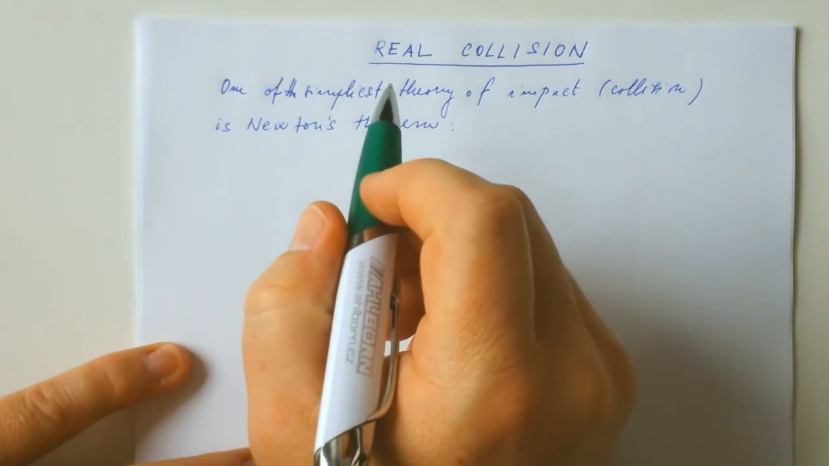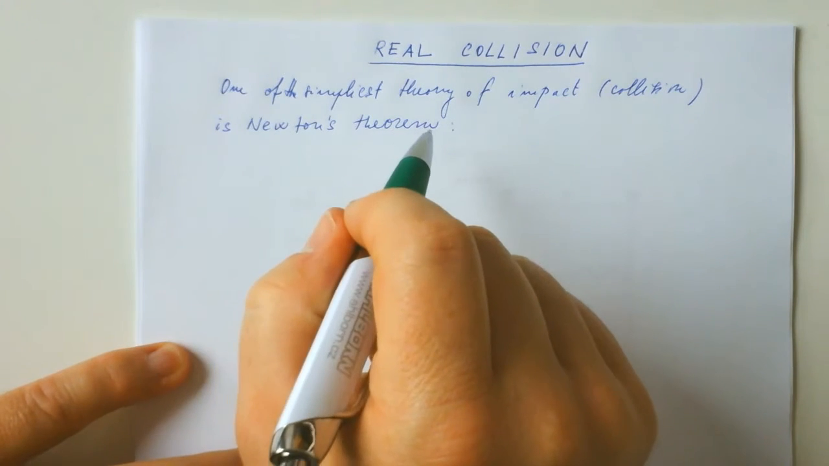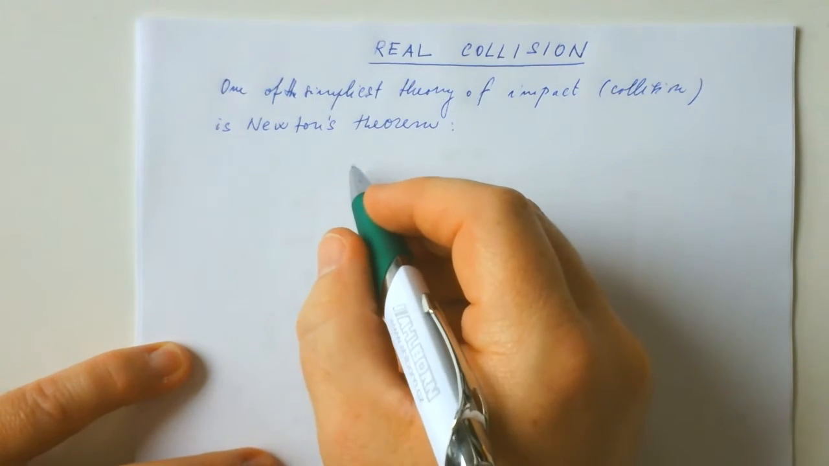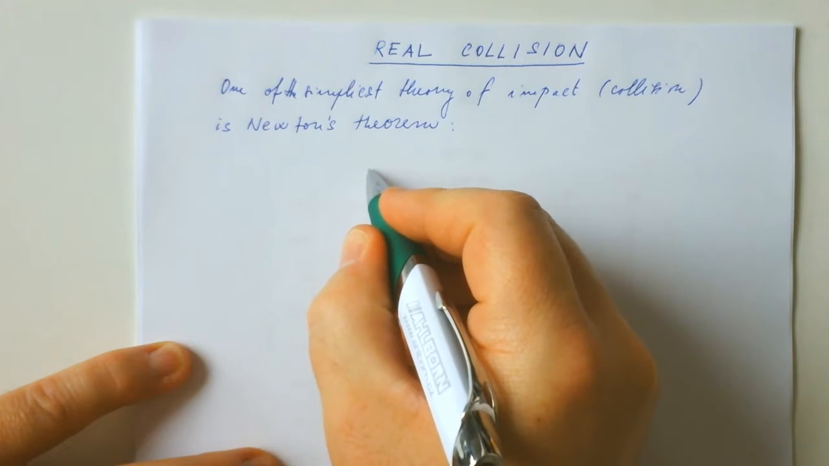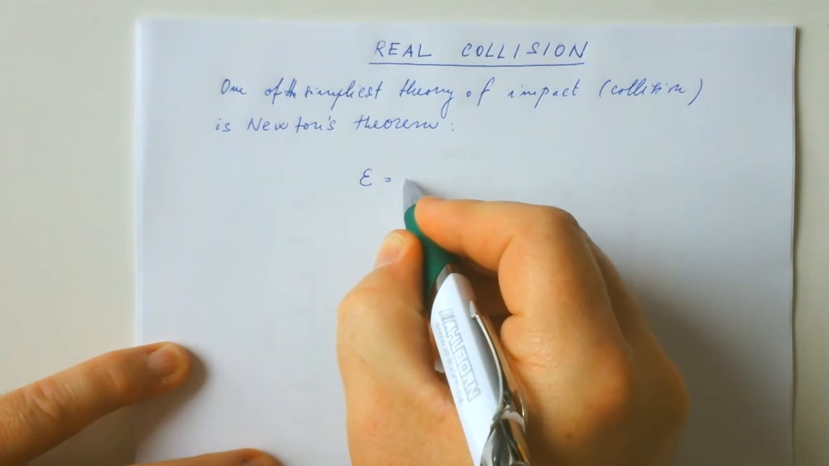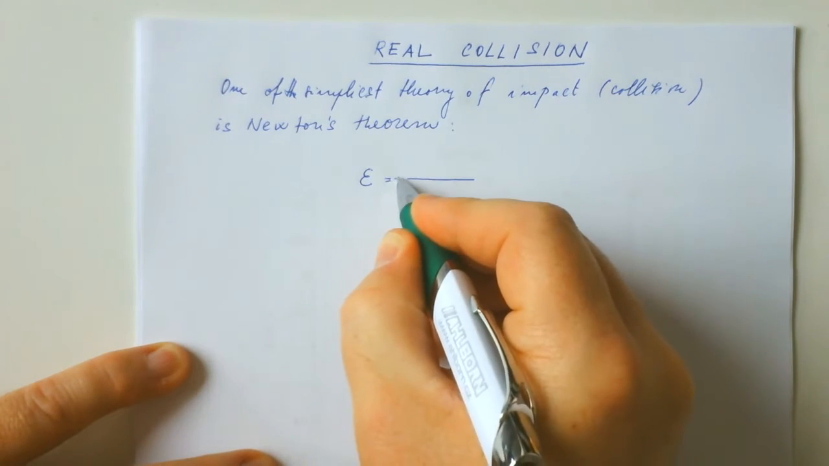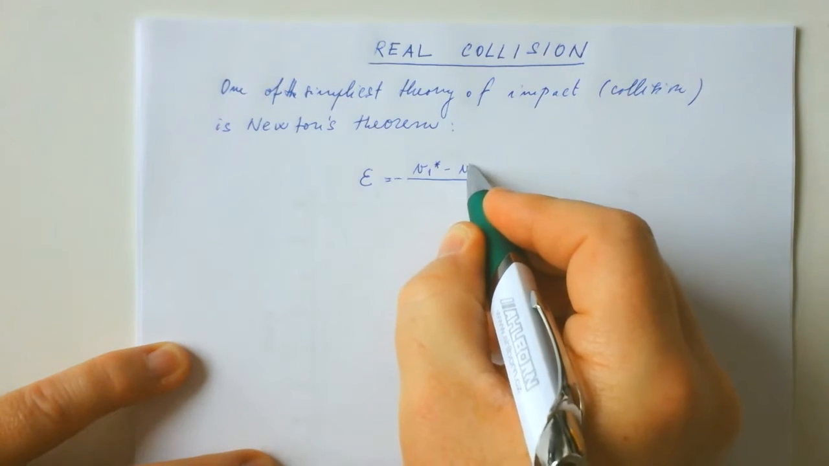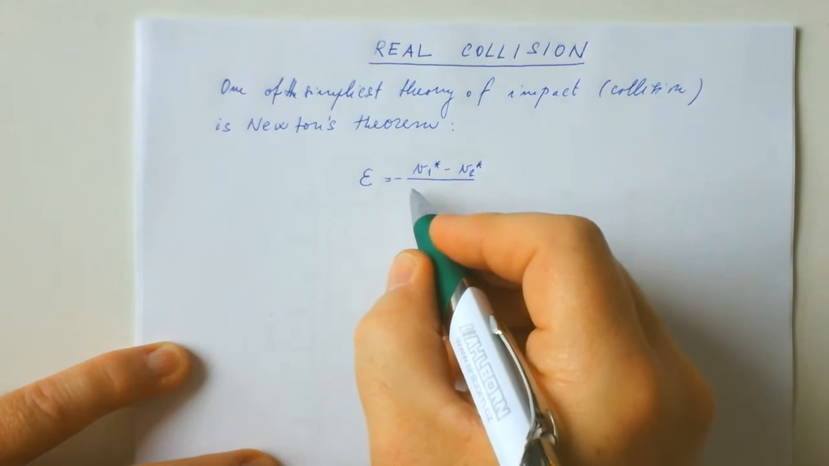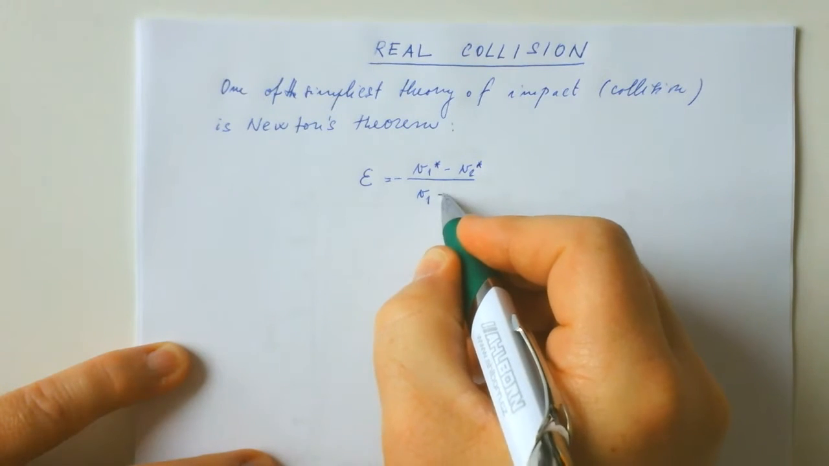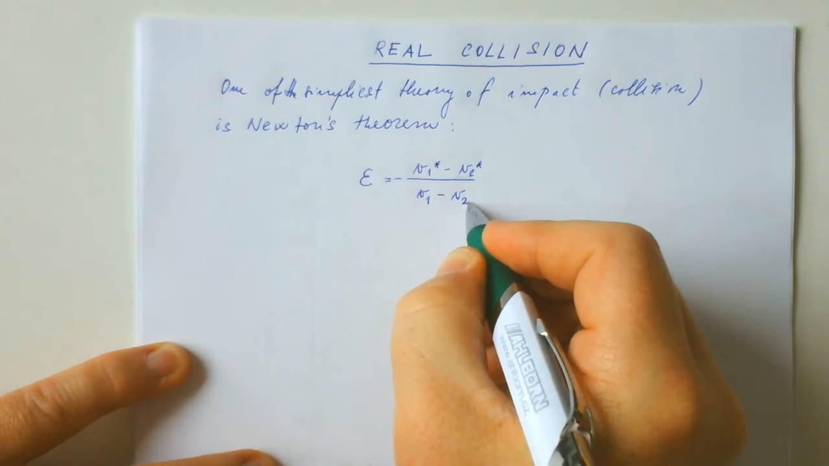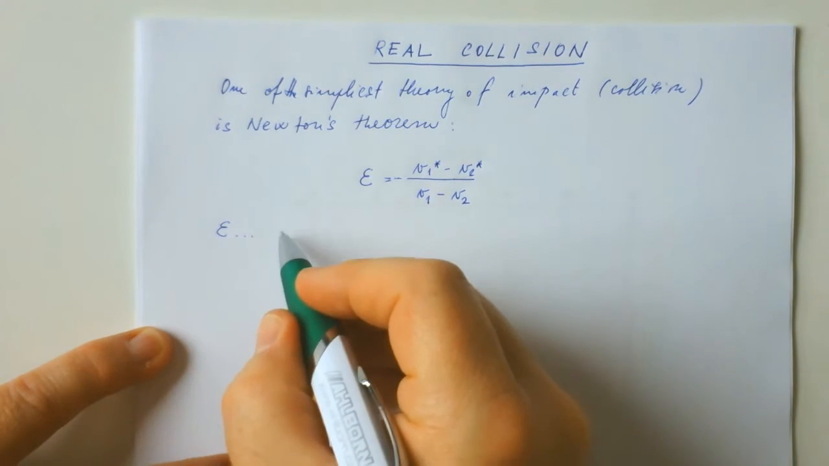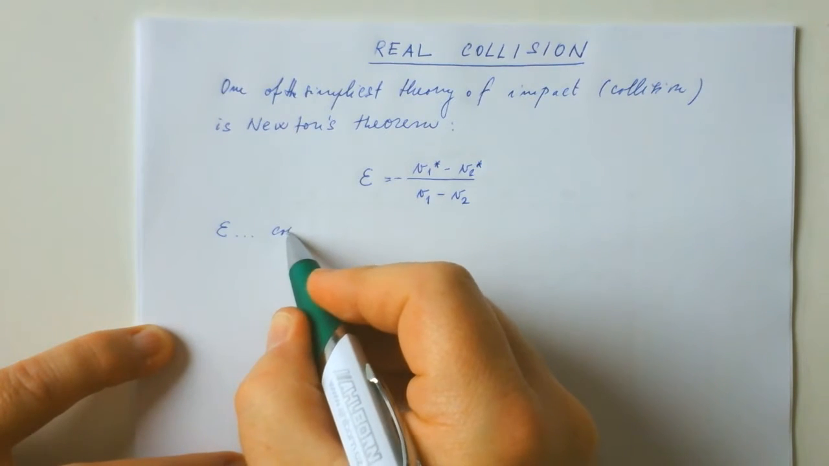Real collision. One of the simplest theories of impact collision is Newton's theorem. Newton's theorem is expressed by this formula: epsilon is minus the fraction (v1 with star minus v2 with star) over (v1 minus v2). The epsilon is the so-called coefficient of restitution.